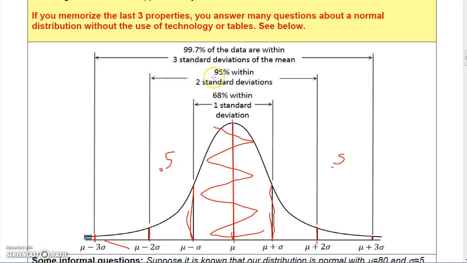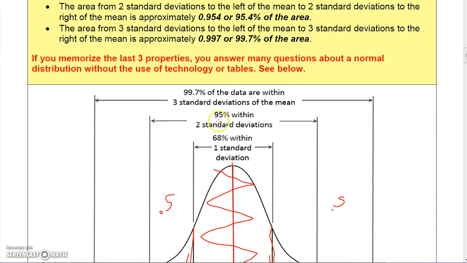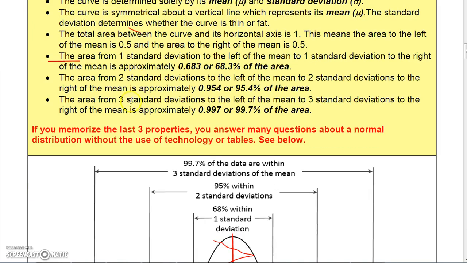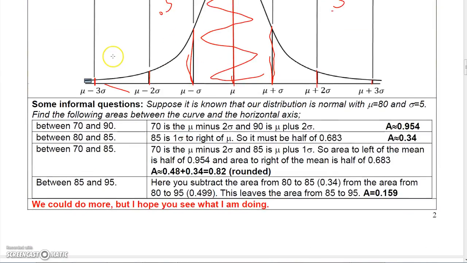From 2 standard deviations to either side of the mean, it's 0.95 or 95% of the area, and 1 standard deviation to either side is 0.68 or 68%. Now these two are rounded to 2 decimals. Up here you can see if you go 3 decimals, it's 0.683 and 0.954. Okay, so that's the normal curve.